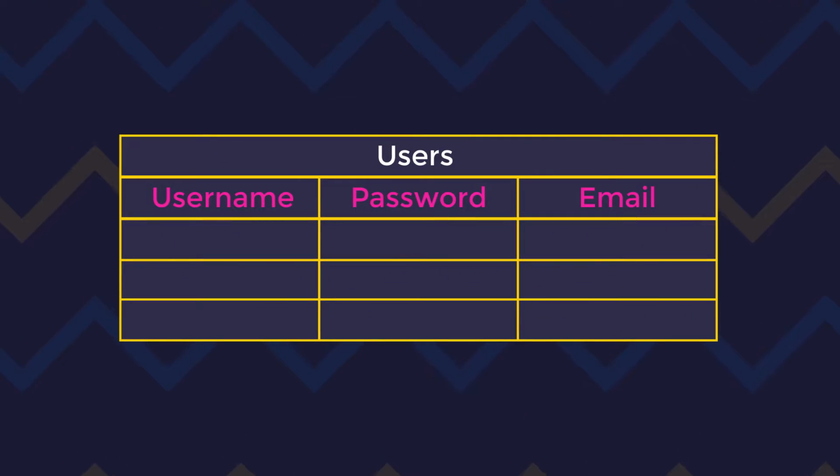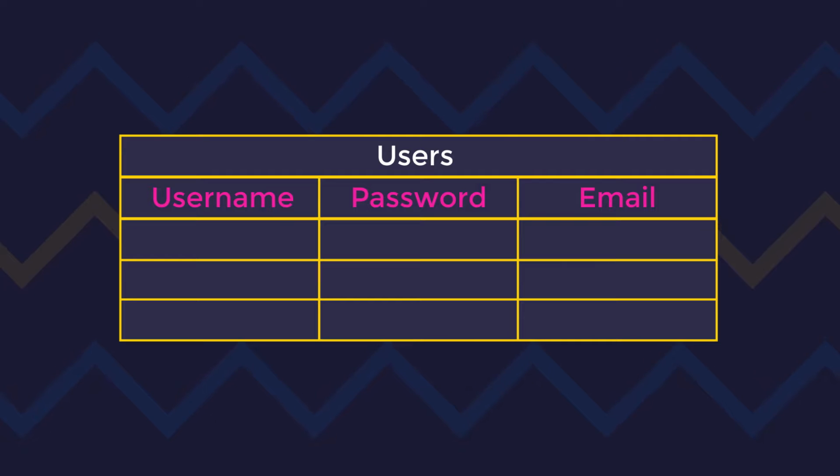While creating tables, you would also be asked to create some column headings. For example, under the users table, you have username, password, and email. And all the rows of data that are entered into the table are known as queries.